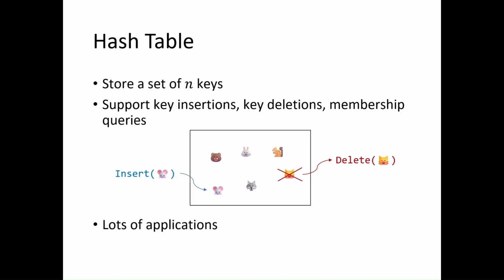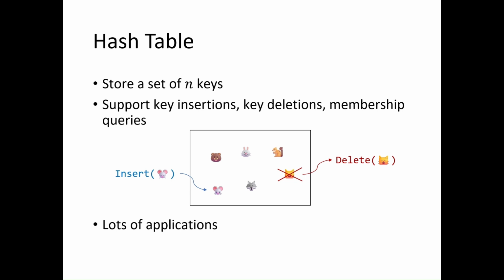Let's start with the hash table problem. The hash table problem requires us to design a data structure that stores n keys out of some universe. The key set is dynamic, so we need to support insertions, deletions, and membership queries. The query can ask whether a key X is present in the current set or not, and we want to support those operations efficiently. This simple problem has a lot of applications in both theory and real-life applications.